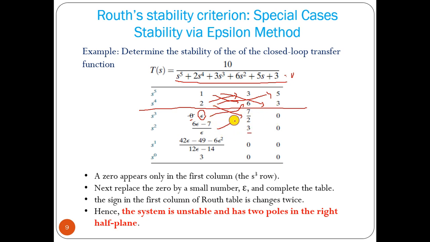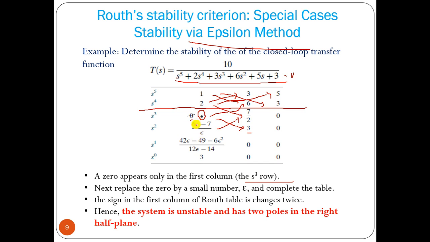Okay, then this one into 7 by 2 minus 3 into epsilon divided by this factor, we will get this factor. Okay, and the next value will be this into 3 minus 0 divided by this factor, which will be 3. Okay. Now what we can see is that we have 0 in the first column of the s to the power 3 row. Okay, the other values are non-zero. So we have to solve it via the epsilon method. So we have taken epsilon and found the values. Now we can look into that.